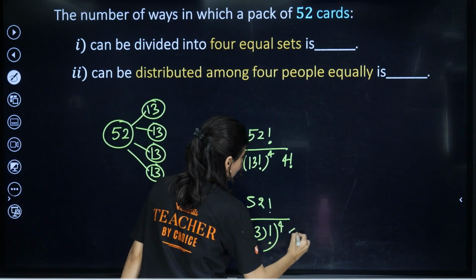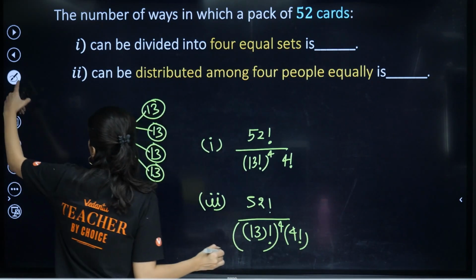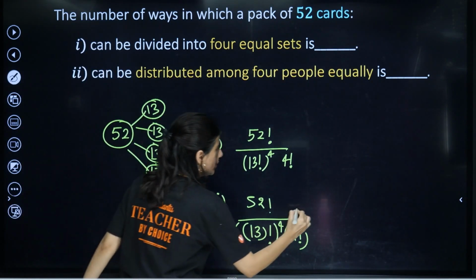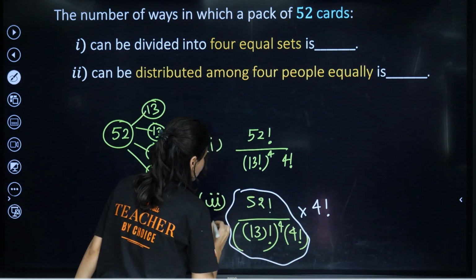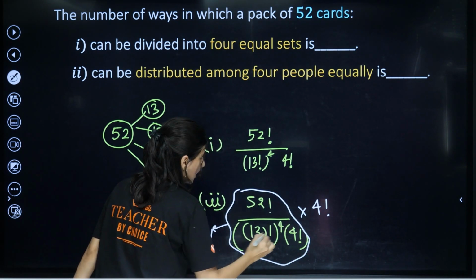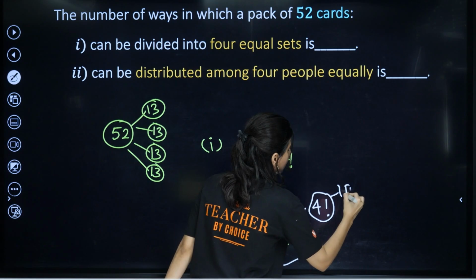13 factorial power 4, 4 factorial. This is division, right? This is division. And now distribution. So this thing is division, division of groups. So this is division. And now distribution. Distribute karna, distribution.